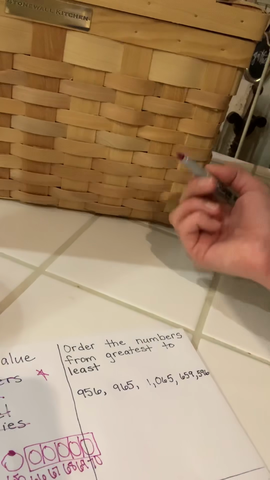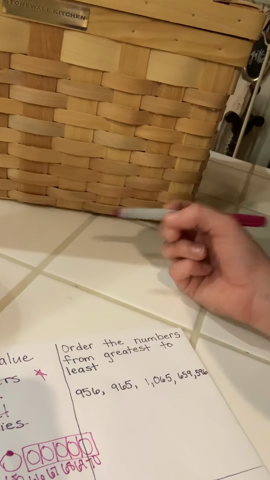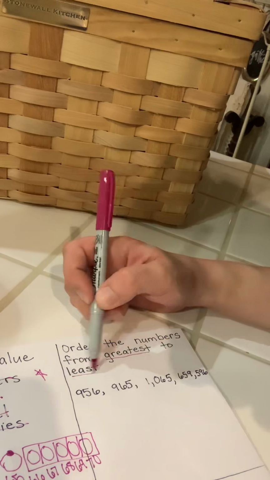Okay, so I'm gonna try to get the next two on the same video so you won't have so many to look up. Okay, so number 2. Our second skill we're working on is ordering our numbers. And on this one, it's from greatest to least.